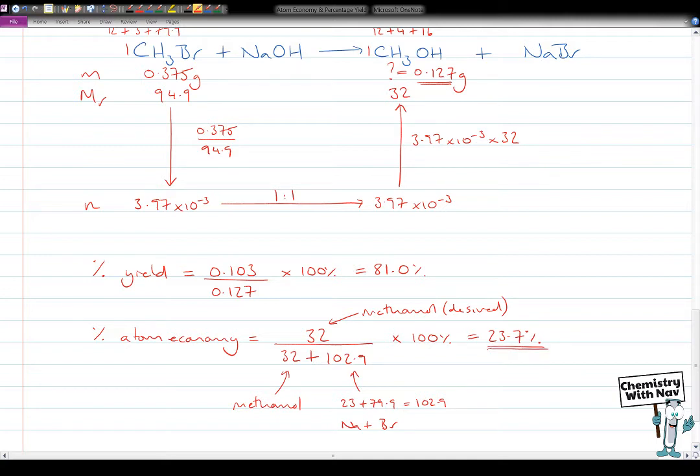So we can see that the percentage yield is quite high in this process. That's good, it means there's not a lot lost in transfer, but we can see the atom economy is very low, which means that 3/4 of all of the products made actually have to be thrown away. So in terms of sustainability, we're going to want to find a use for that sodium bromide so that we're not actually wasting it.